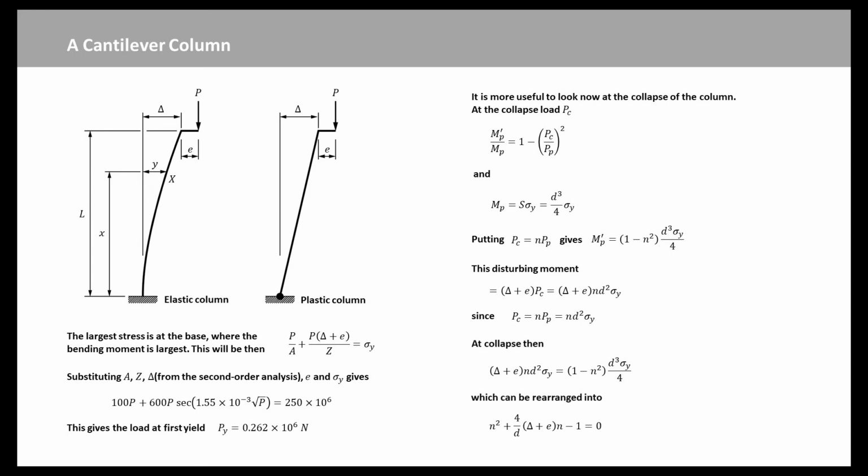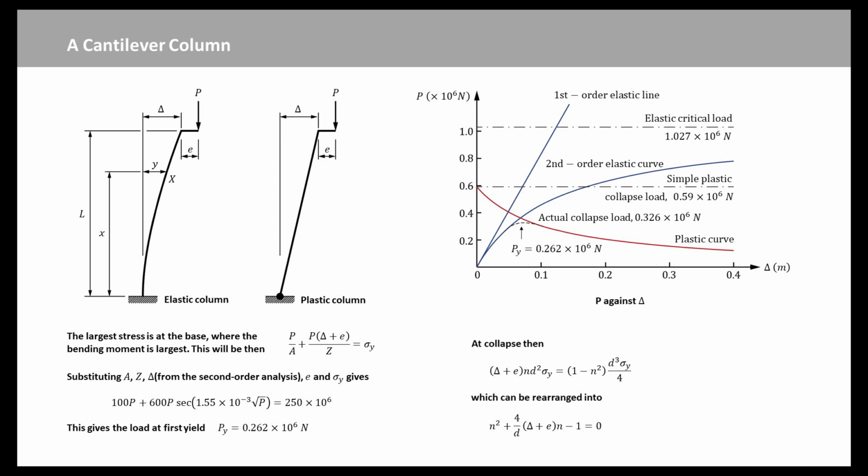The solution of this quadratic equation gives the collapse load Pc as a proportion of Pp, but the solution depends on the deflection delta at the top of the column. The collapse loads at various values of delta have been plotted in the figure of P against delta. This figure summarizes the behavior of the column from zero load until collapse. The broken line shows approximately the transition from elastic behavior as yield spreads through the base of the column.